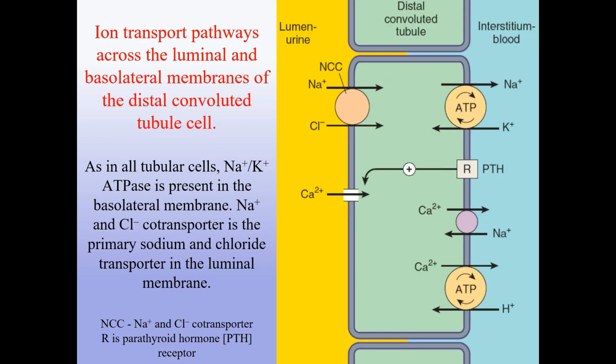And on this slide you can see ion transport pathways across the luminal and basolateral membranes of the distal convoluted tubule cell. As in all tubular cells, sodium-potassium ATPase is present in the basolateral membrane. The sodium and chloride cotransporter is the primary sodium and chloride transporter in the luminal membrane.